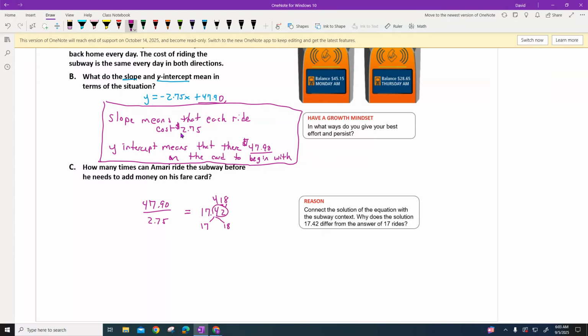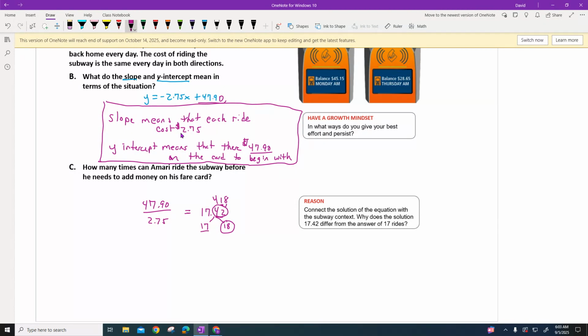You can't go 0.42 miles on the trip. There's no such thing. It's either you go 17 or you go 18. So now we have to think about this. If I went with the 18, we round it up, but that means she's not going to have enough money to go on the 18. She's only got 42 cents or 42 hundredths right here. So she doesn't have enough.